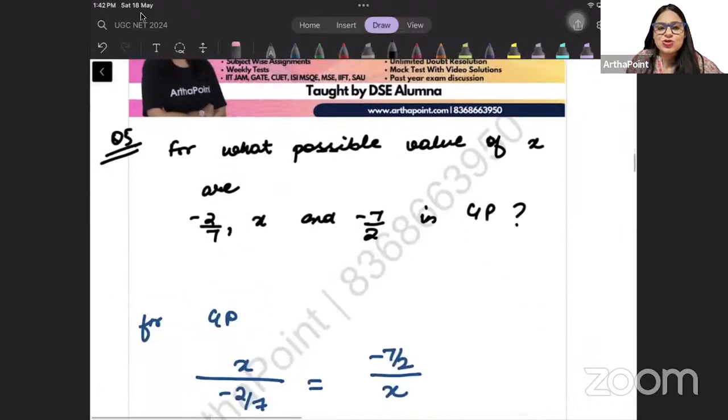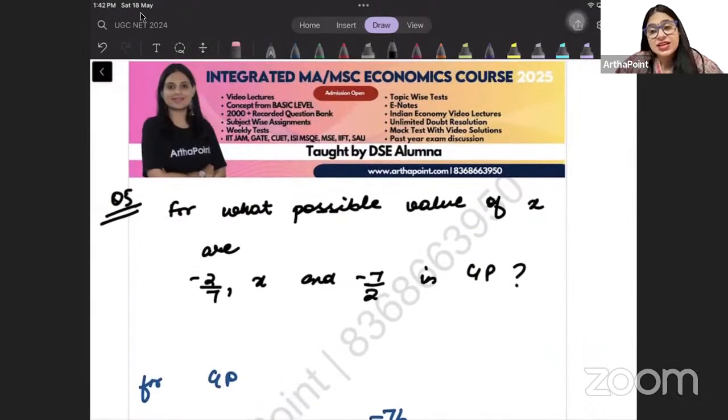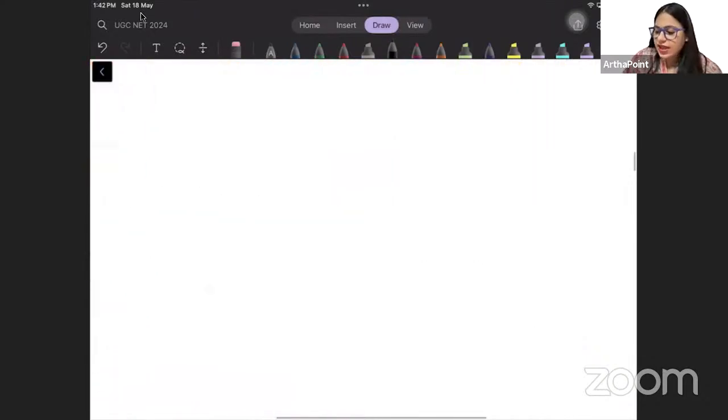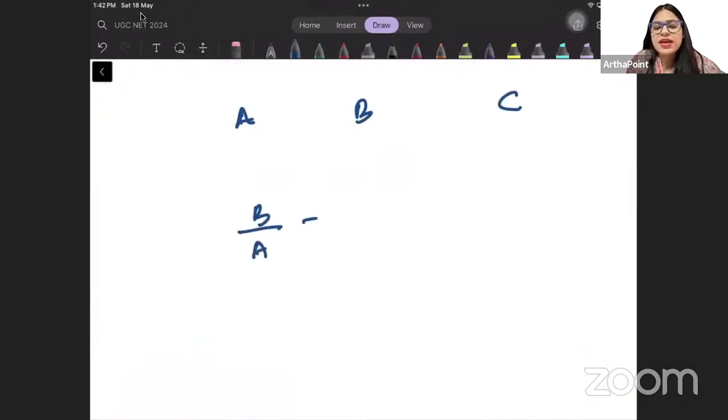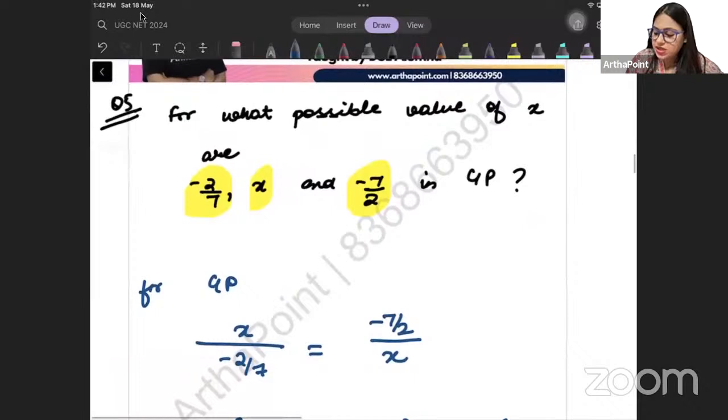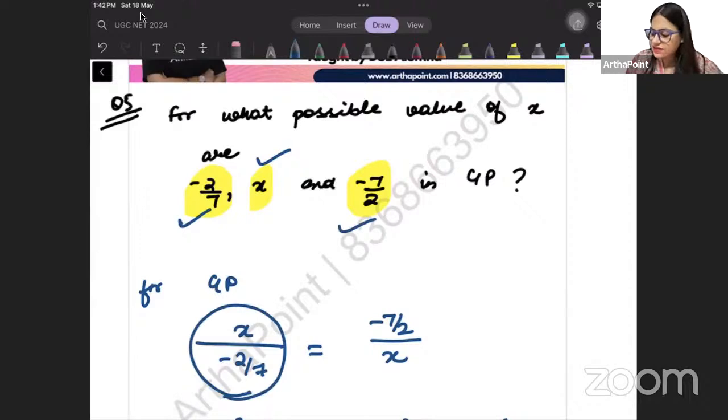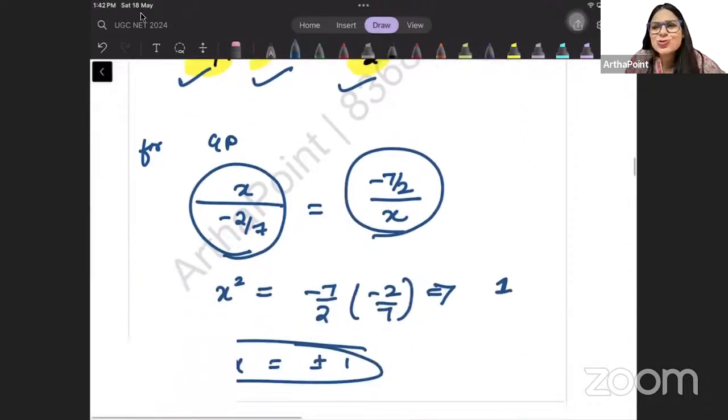Okay. Now let's go on to the next question. So question number 5, beta. It says, again, as I told you, there are questions on APs and GPs. That means the questions are from 12th level. What are the possible values of X such that these 3 numbers fall in GP? So you just have to use the property that if A, B, C are in GP, then B by A should be equal to C by B. They have a common ratio. So I have just used the property that X divided by minus 2 by 7 should be equal to minus 7 by 2 divided by X. And just solve for the value of X.